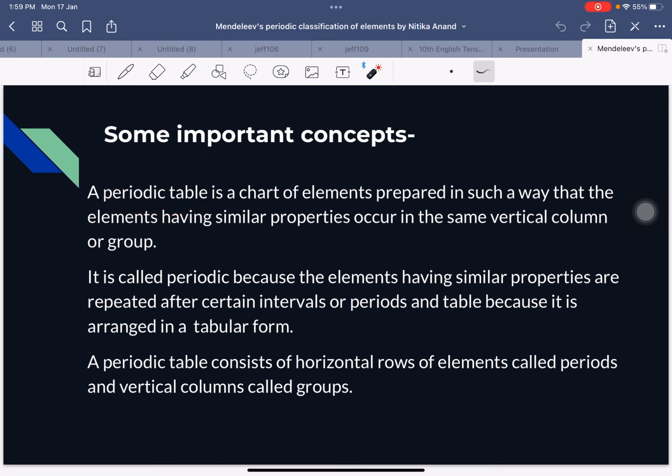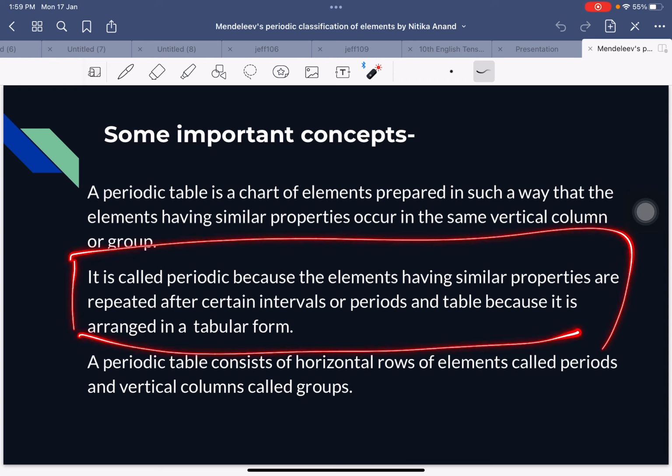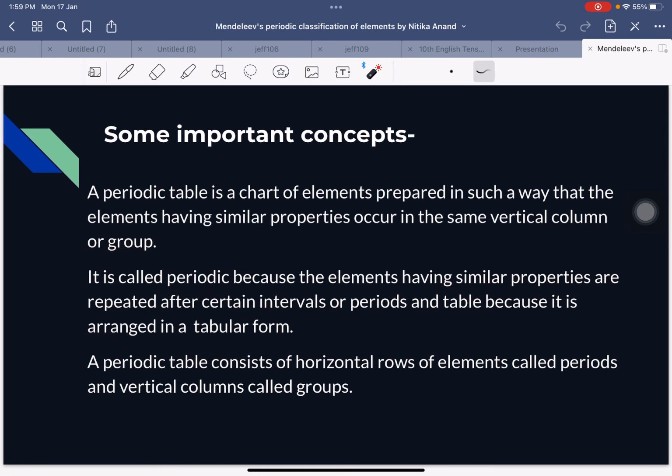Now why do we say it a table? Because it occurs in a tabular form. Now let's understand this concept in terms of Mendeleev. It is called periodic because these elements having similar properties are repeated after certain intervals or periods, and table because it's in a tabular form. So basically, why do we say it periodic? Because different elements start repeating their properties after a certain period of time.